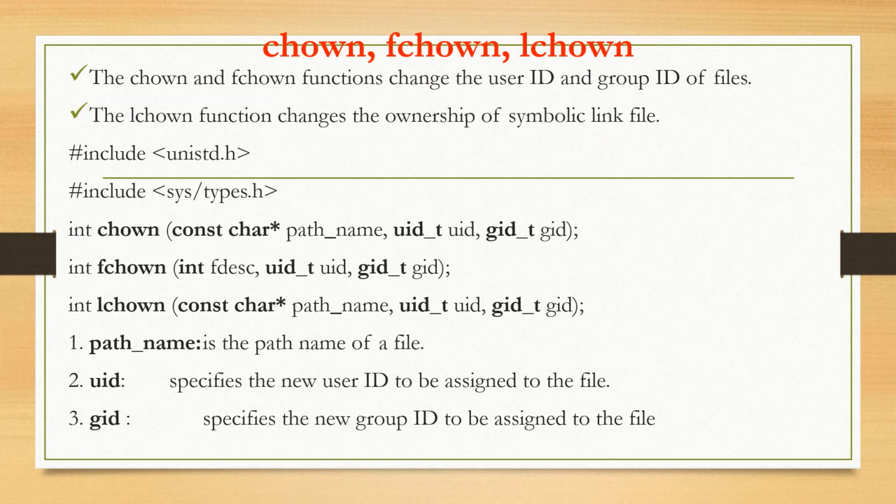Here path name is the path name of a given file. UID specifies the new user ID to be assigned to the file. GID, that is group ID, specifies the new group ID to be assigned to the file. If the value of UID or GID is -1, the ID of the file is not changed.